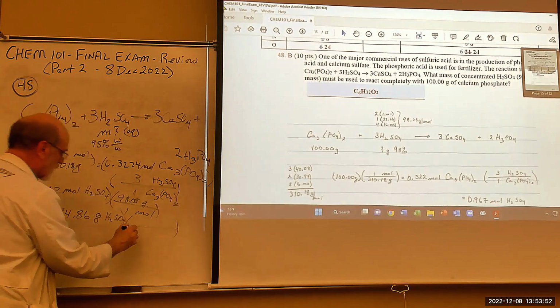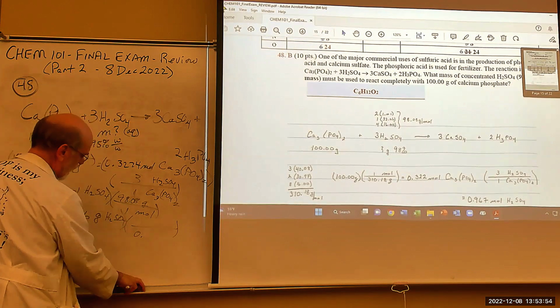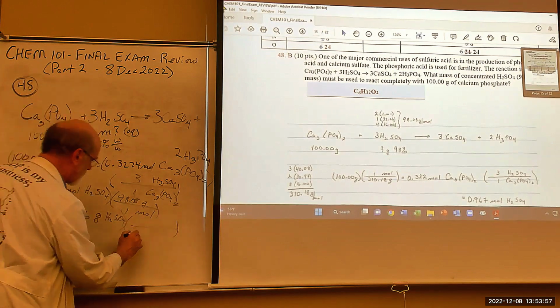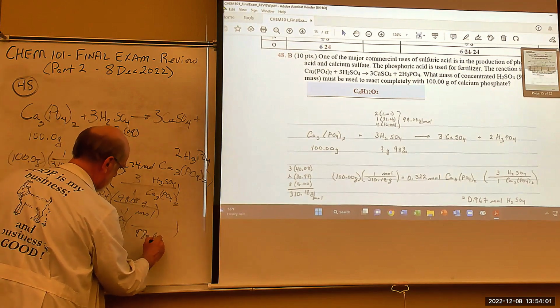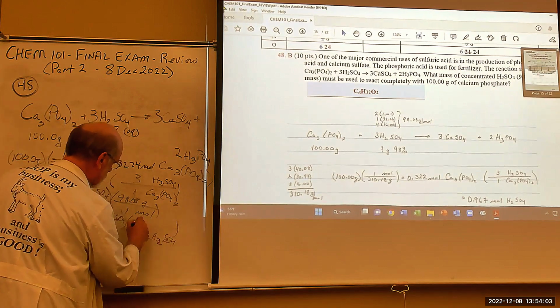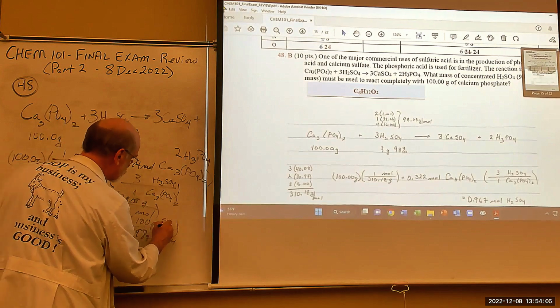So for this, for every point, and let's just do it like this, percent. For every 98 grams of sulfuric acid, we have 100 grams of solution.